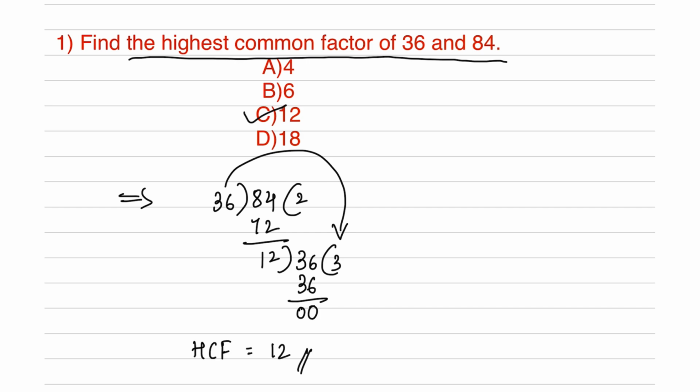Till you get remainder as 0, you should repeat the division like this. So the last divisor will be the HCF.